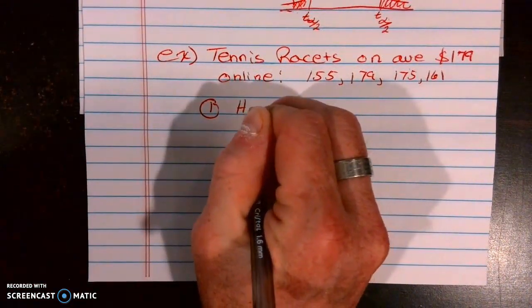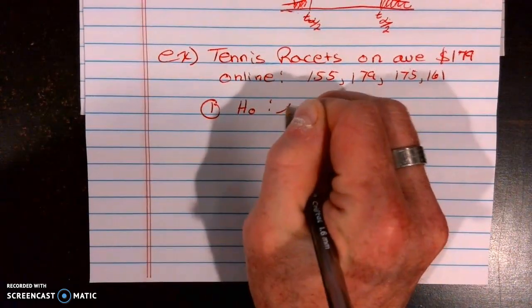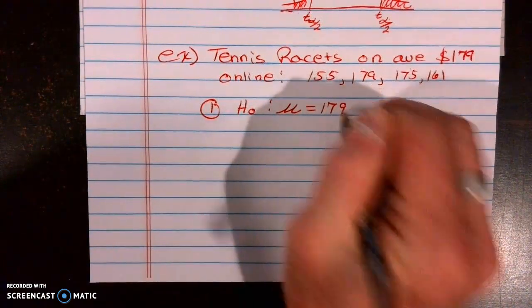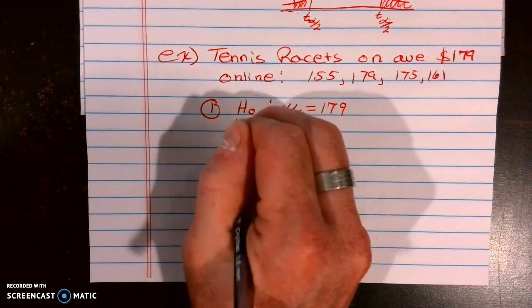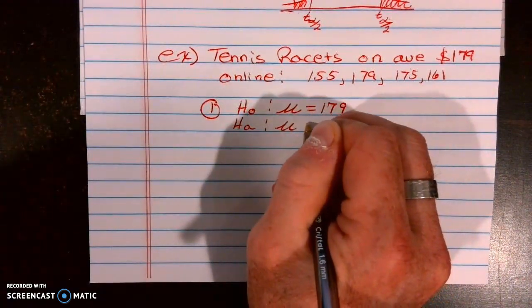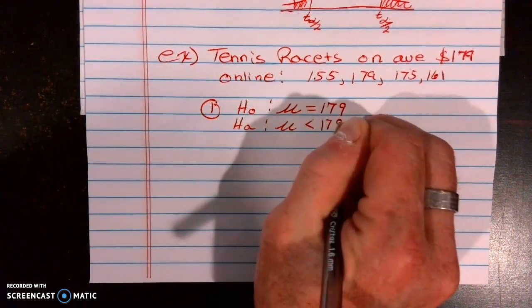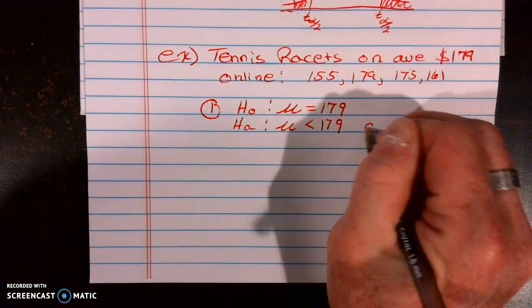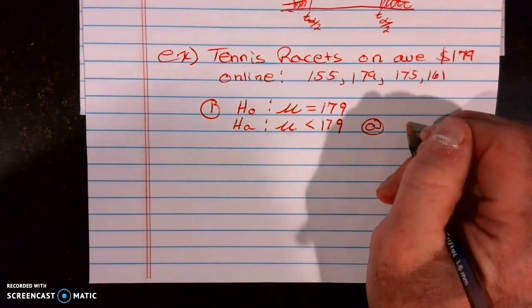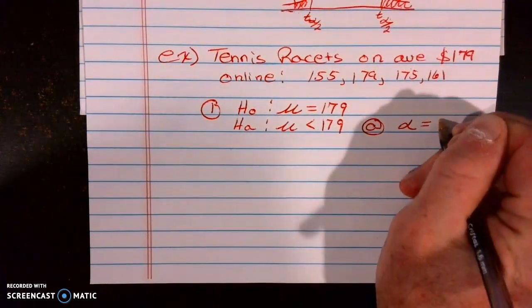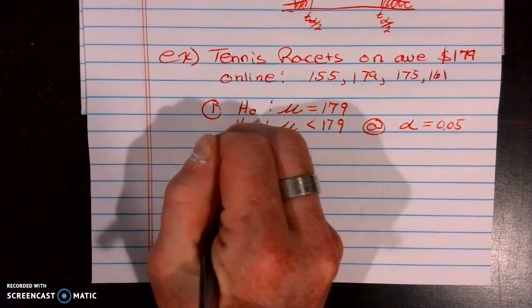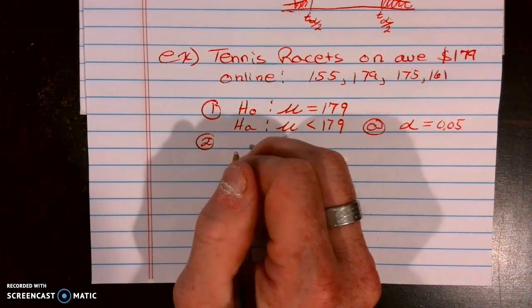Okay, so what we'll do here is, this is our two-step problem. We're going to say that our null hypothesis is that the mean price for tennis rackets is equal to $179. And we're going to say our alternative hypothesis is that the mean tennis racket price is going to be less than $179 if we're shopping online. And what we want to observe this at is a 5% level of significance. So therefore, alpha is going to equal 0.05 here.